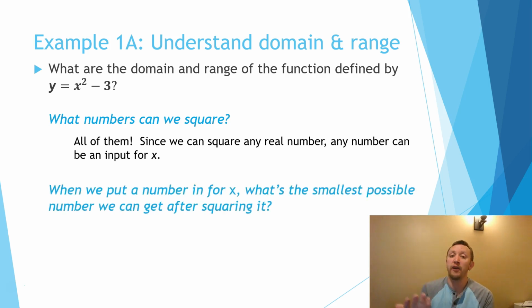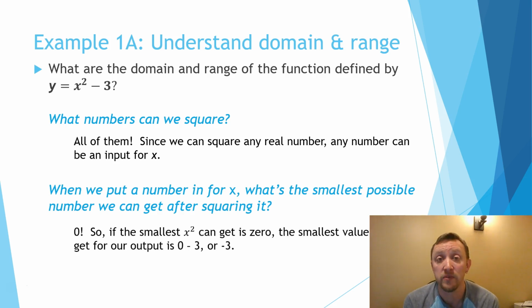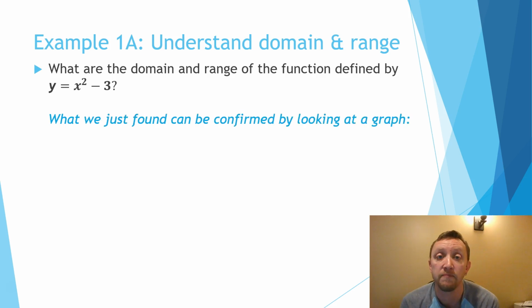Now, when we put a number in for x, we want to figure out what's the smallest possible number we can get after squaring it. Think about that for a second. The answer is 0. There's no number we can get smaller than 0, because if we put a negative number in, it's going to become positive. Like negative 2 squared becomes a positive 4. The smallest we can get is squaring 0. So 0 squared is 0, and 0 minus 3 is negative 3. So the smallest our answer could ever be is negative 3, and it's only going to get bigger after that.